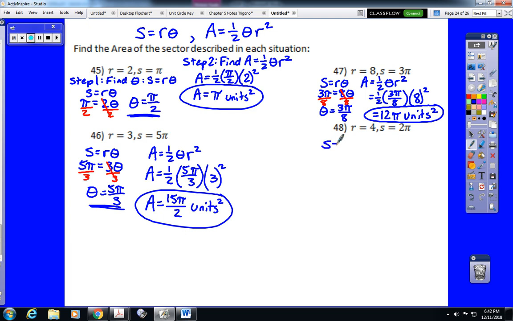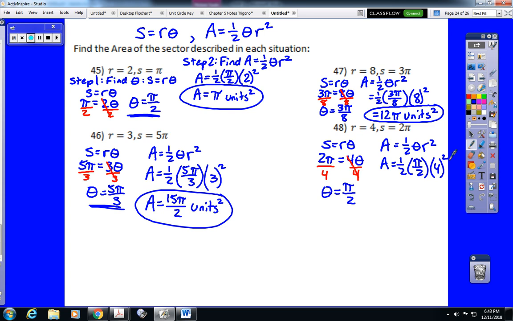And finally, S equals R theta, 2 pi equals 4 theta. Divide by 4, and we get theta is pi over 2, because that reduces. Then the area is 1/2 theta R squared. That is 1/2 times pi over 2 times 4 squared. Multiply that out, that would be 4 pi units squared. Should take care of that section. Next section.